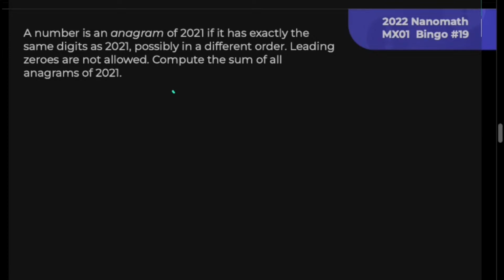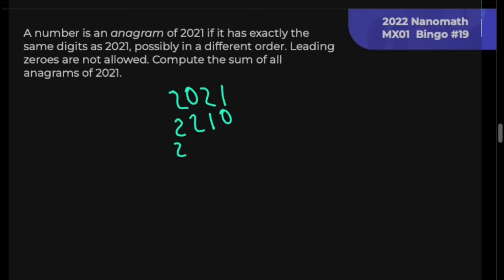Interesting. Okay, so let's write out some anagrams. So we have 2021. Then we have, I don't know. Well, most of them have to start with 2. It either starts with 2 or it starts with 1. So we have 2021, 2210. So all of these random numbers. We need to find a quick way of organizing these and then summing them.